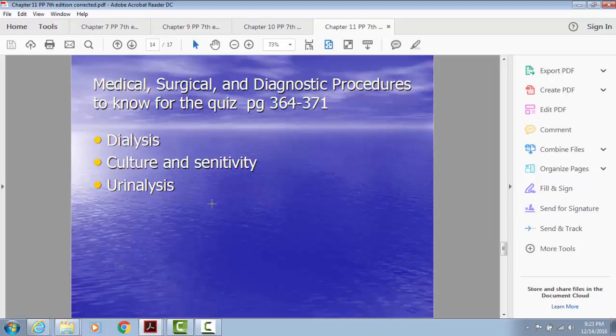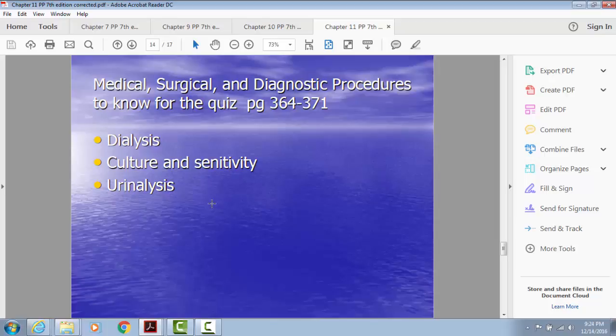Culture and sensitivity. Let's see. Is at the bottom of 369. And this is a test that's used to determine what type of causative organism is the cause of an infection for a patient. Now, they show it in the urinary system, but culture and sensitivities are done on other substances other than just urine.